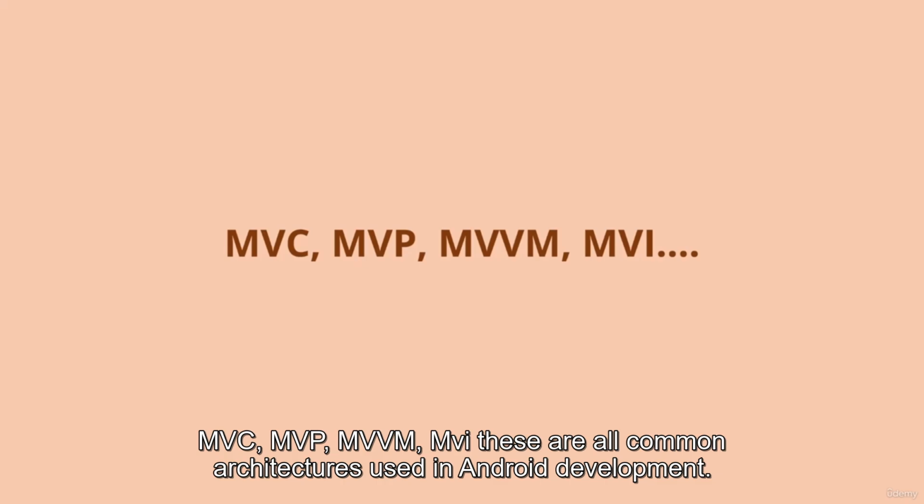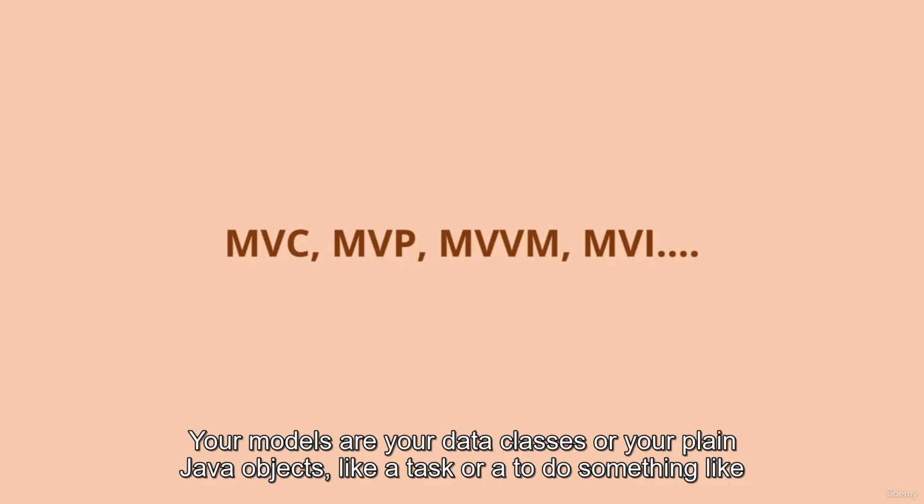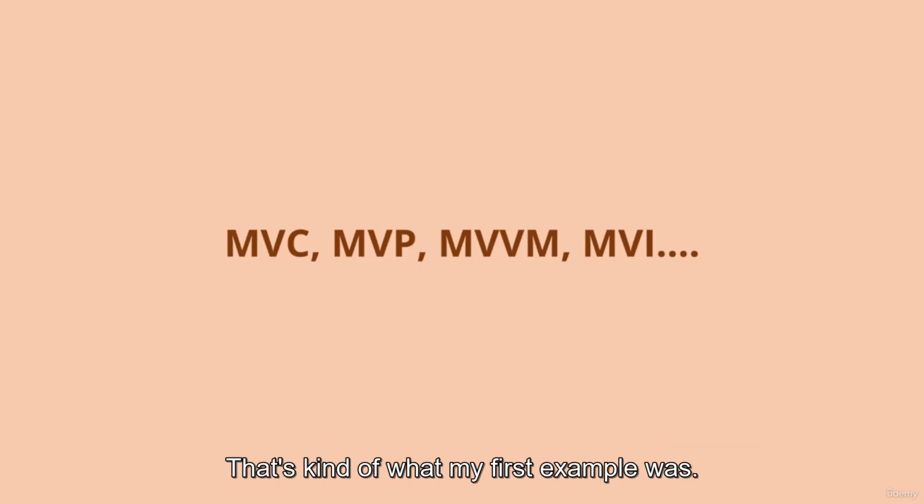MVC, MVP, MVVM, MVI, these are all common architectures used in Android development. MVC stands for Model View Controller, and that's kind of the default architecture. Your models are your data classes or your plain Java objects like a task or a to-do, something like that. The view would be the XML, and then the controller would be just your activities and fragments. That's kind of what my first example was, everything dumped in the activity, MVC.